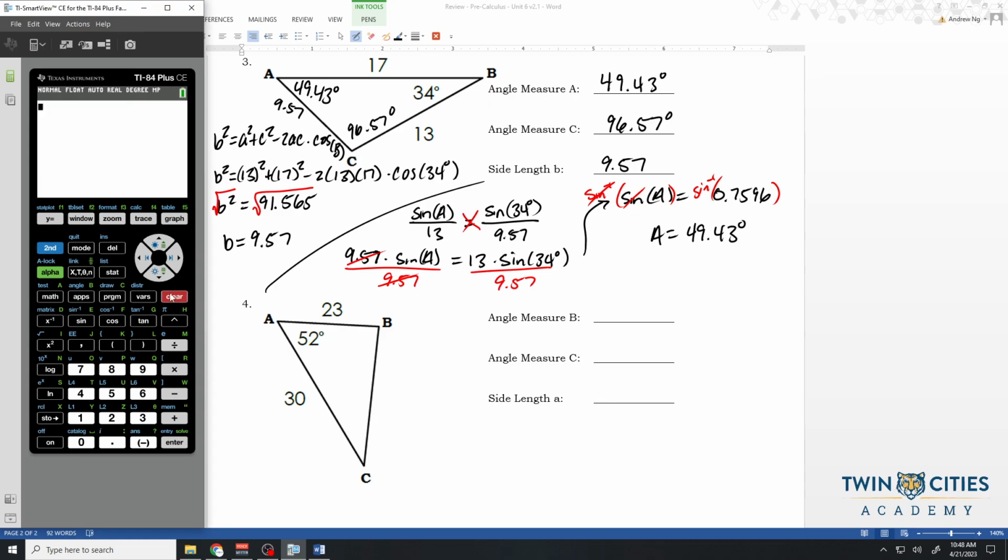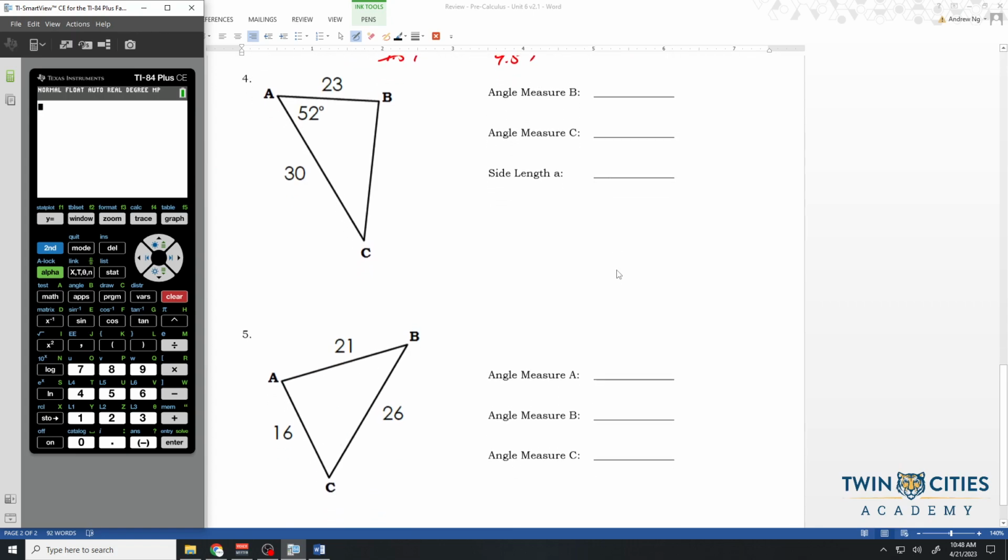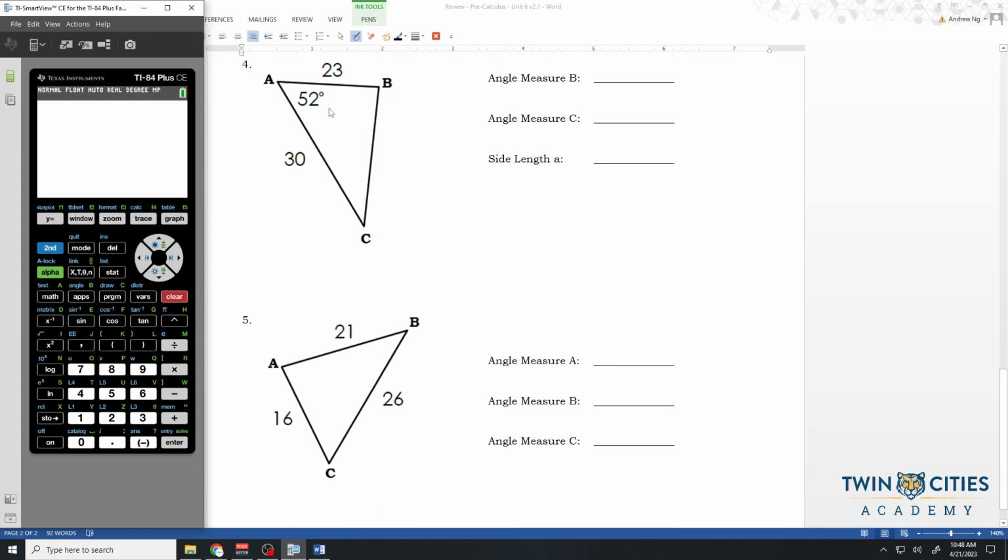Excellent. Let's go to number 4. So same as number 3, I've got two side lengths and the included angle, so the angle between these two. So that means I'm going to use law of cosines, and specifically I'm going to use law of cosines to find side length A, because that's going to be opposite of this angle that's known. Angle A is 52 degrees.